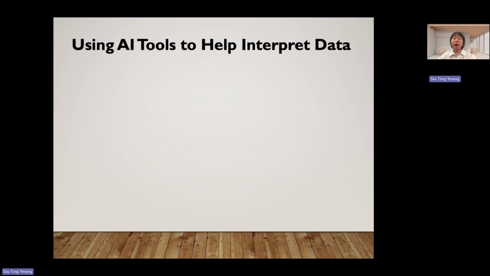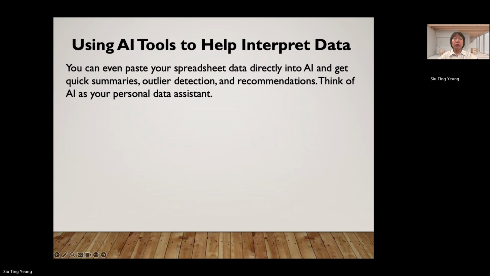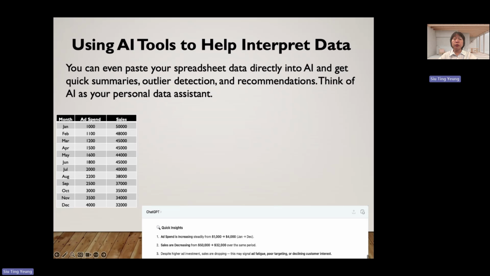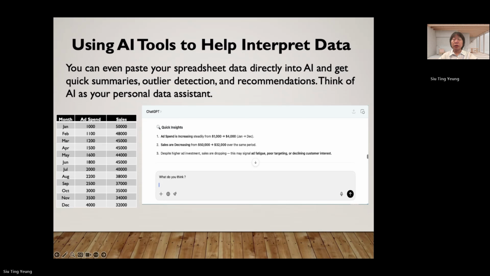Or you can even paste your spreadsheet data directly into AI and get quick summaries, outlier detection, and recommendations. Think of AI tools as your personal data assistant. For example, this is the spreadsheet I used in the previous page. Just paste this into ChatGPT and then type, what do you think? AI will help you to have a quick insight.